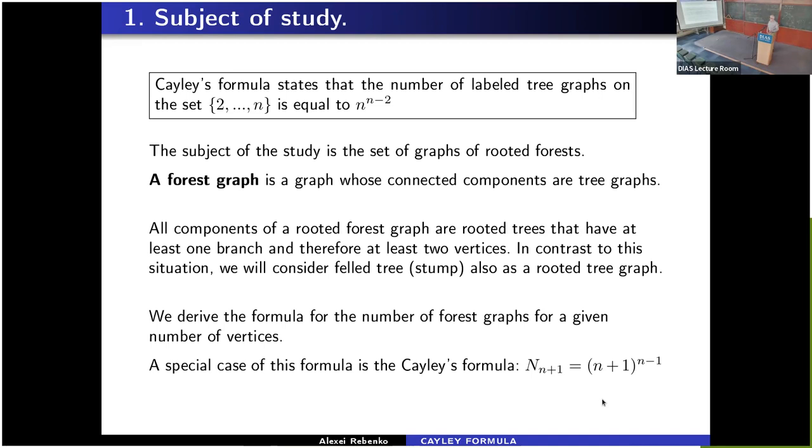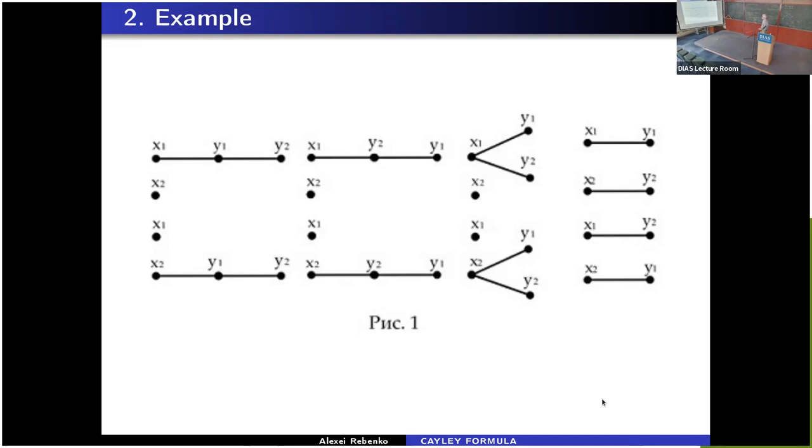So next one. This is an example of a tree. Here, for example, this forest consists of two trees, one tree with two branches and one stump, one root. In this case, this forest also consists of two trees, but every tree has one branch.